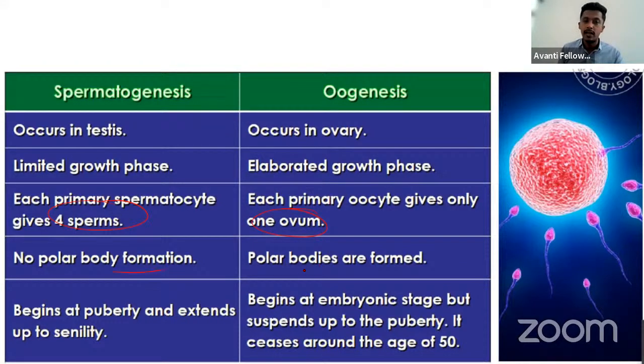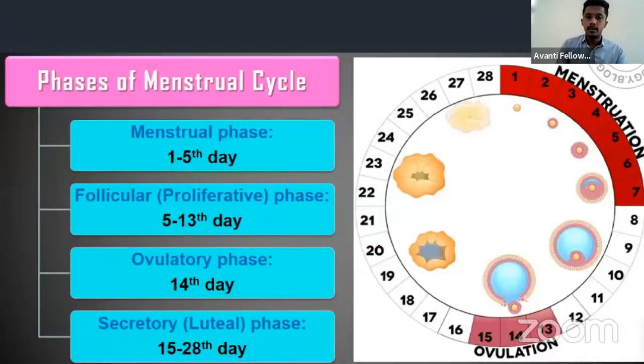The division here is equal, here it is unequal, resulting in the formation of polar bodies. Okay, so the rest of the things are quite similar. Okay, now let us go for the phases of the menstrual cycle.